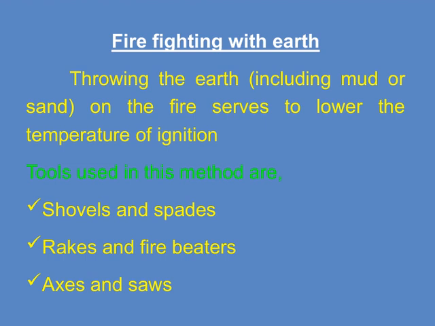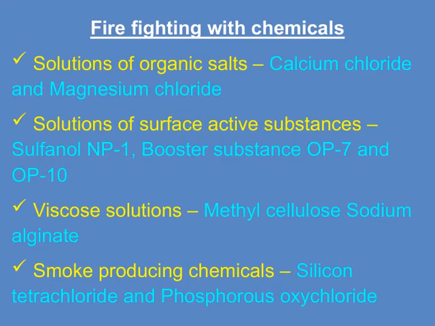Axes and saws are also important, especially when dealing with larger brush or wood, to clear the area and create fire breaks. Overall, this method is a vital part of our firefighting toolkit, especially in wildland or forest fires. It connects to the broader theme of using natural and readily available resources to contain and extinguish fires safely and effectively. Now, let's talk about firefighting with chemicals.